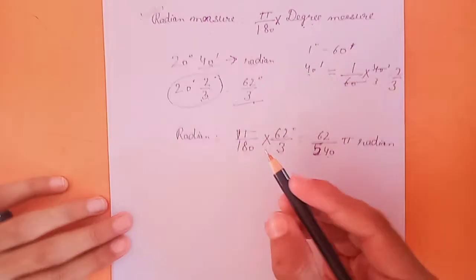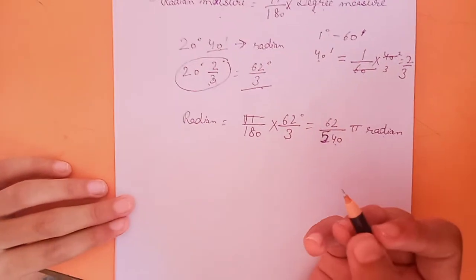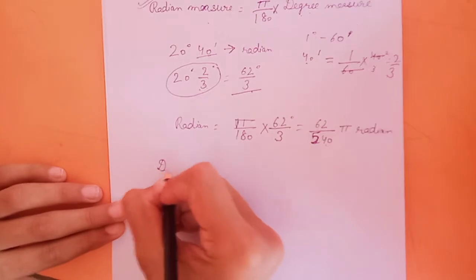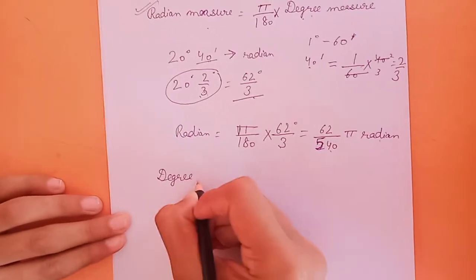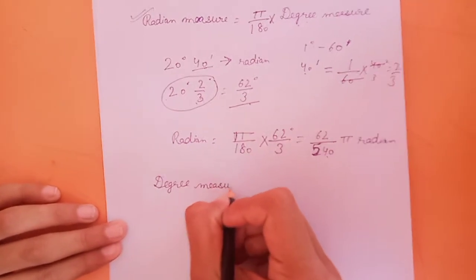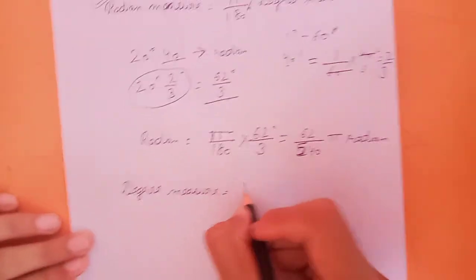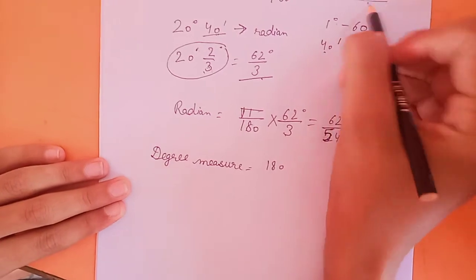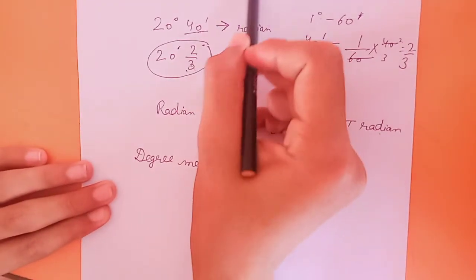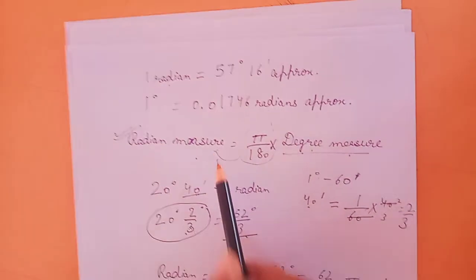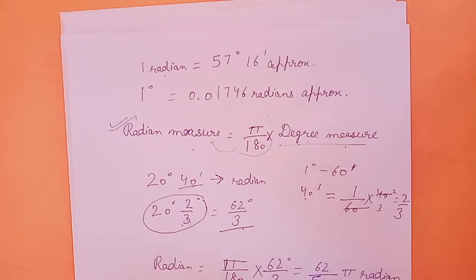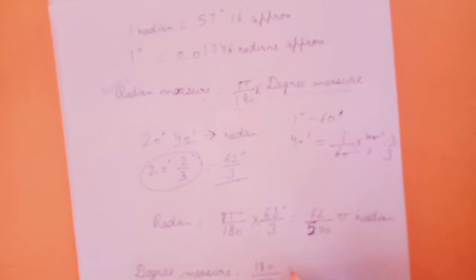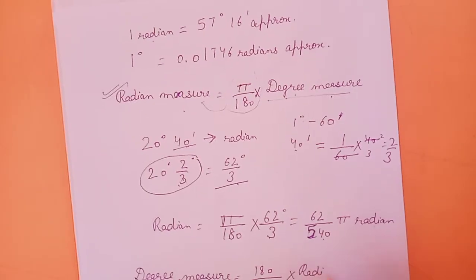Now the general formula to find degree measure when we are given radian measure is the reverse of this. We have to find the degree measure, so we take this term to the other side. So degree measure will be 180 by pi into radian measure.